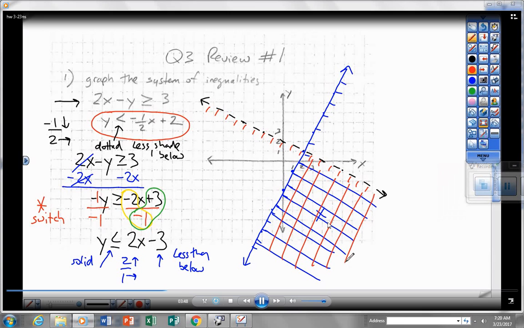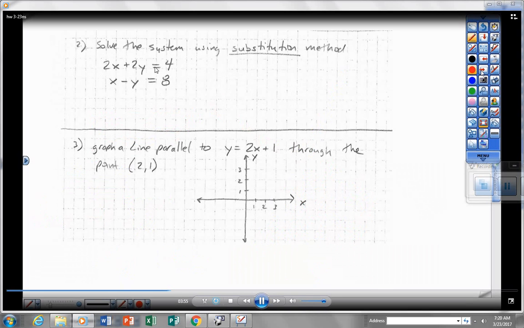All right, number 2. Solving this system of equations using the substitution method. So I'm looking for a point that will satisfy both equations. The first step is to solve one of these for x or y. Of both of these, the easiest step is solving that second one for x.